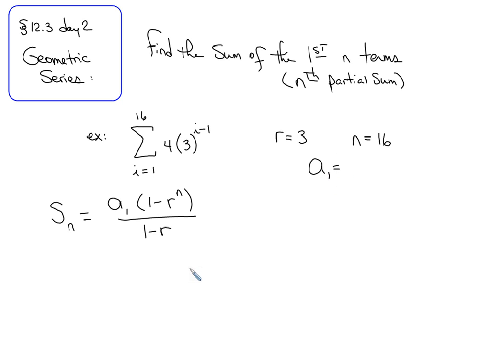Now we need our first term. How do I find the first term? Plug in 1. Plug in your starting value, whatever that happens to be. In this case, it's a 1, so 4 times 3 to the 1 minus 1. That's 4 times 3 to the 0. What is 3 to the 0? So the whole thing is just 4. So now we can plug it in. The sum of the first 16 terms is equal to 4 times 1 minus 3 to the 16th power over 1 minus 3.